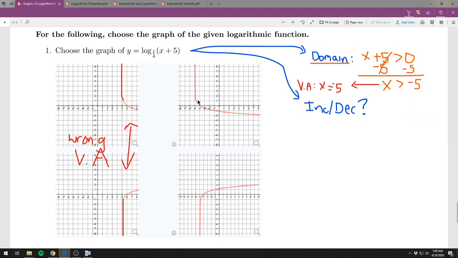And then process of elimination, we are down to these two. You'll notice the difference. They both have the correct vertical asymptote at -5. They both have the correct domain of being to the right of -5.